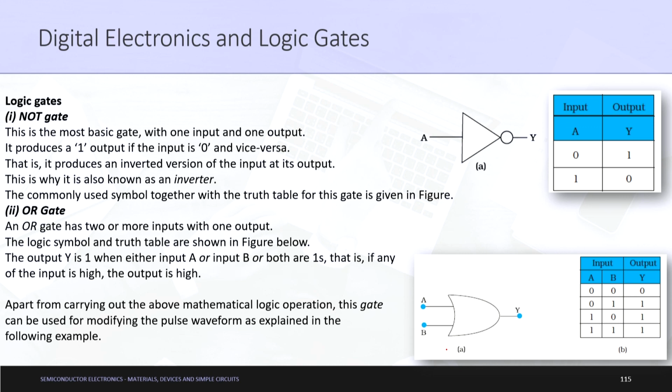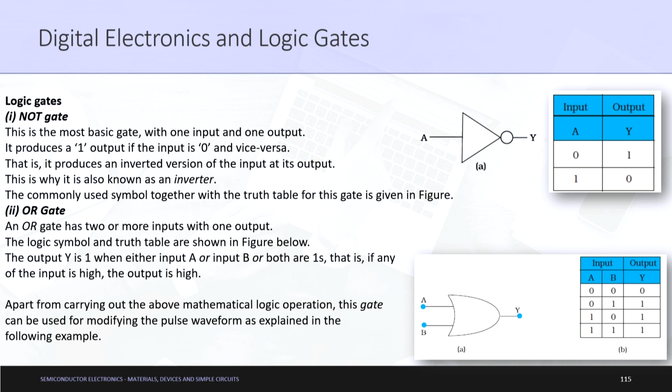The logic symbol and the truth table are shown in the figure below. The output Y is 1 when either input A or input B or both are 1. So, I guess this is understood, that is, if any of the inputs is high, high meaning the number one, then the output is high. So, a simple explanation is here.